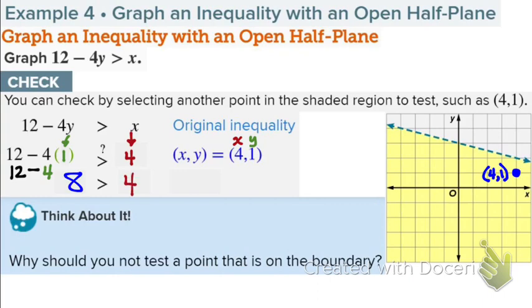Is 8 greater than 4? Yeah. That is true, which means it should be shaded. Is it in the space that's shaded? Yes. Then I know for a fact that I shaded the right spot.